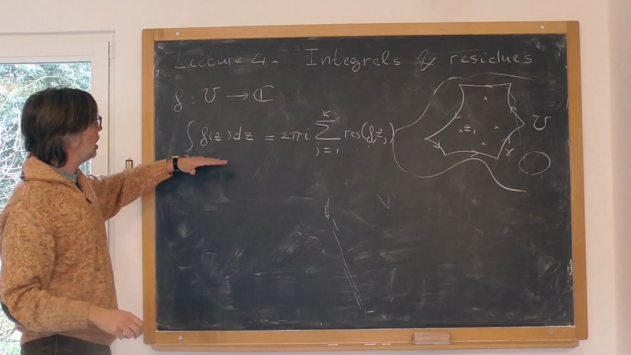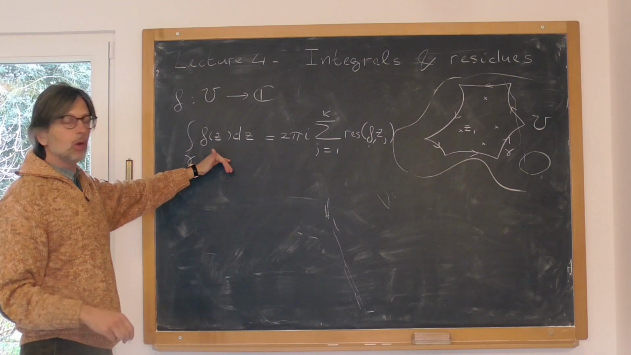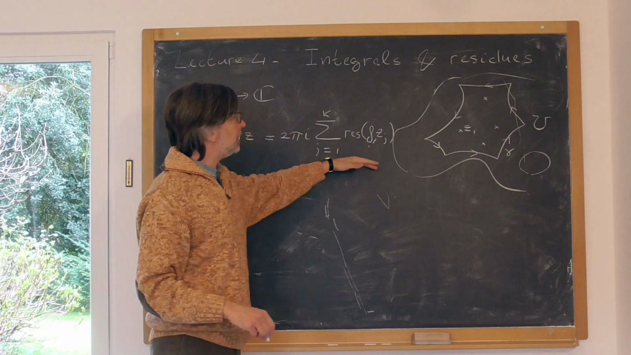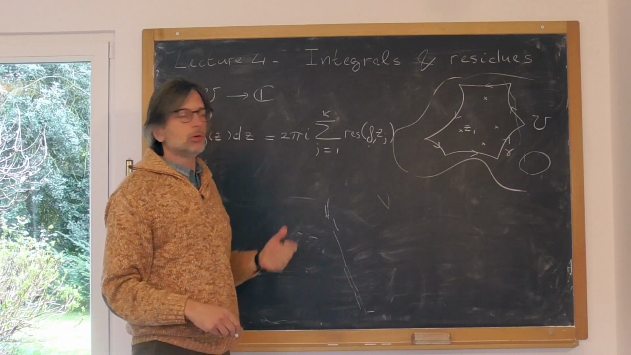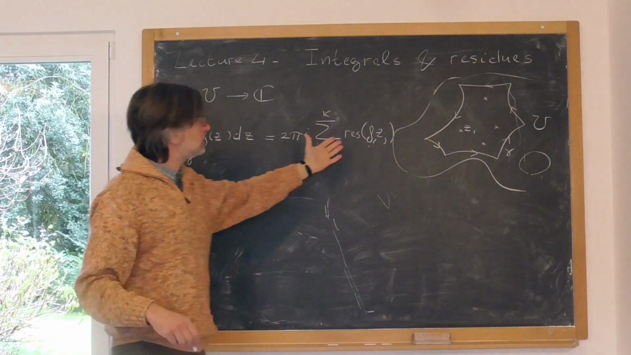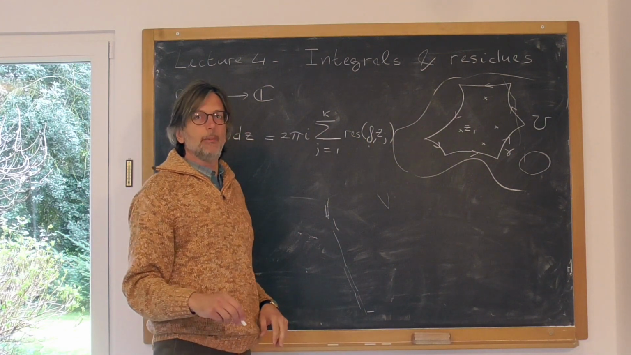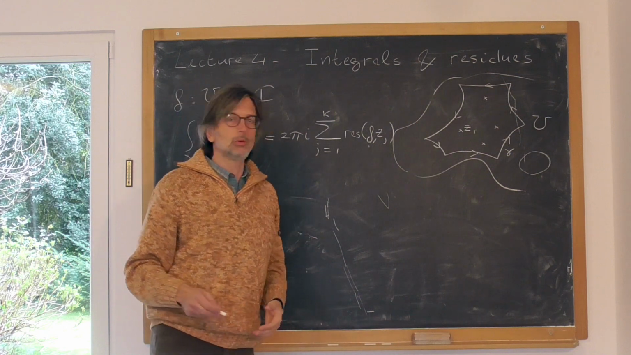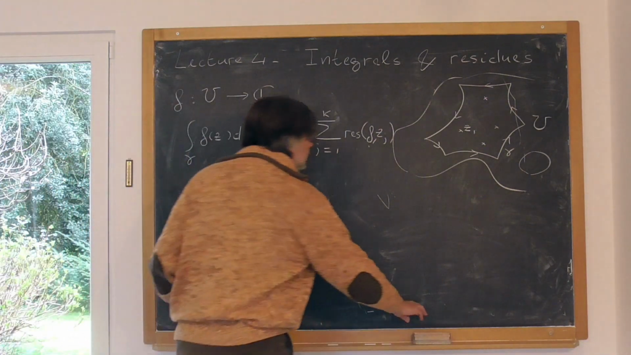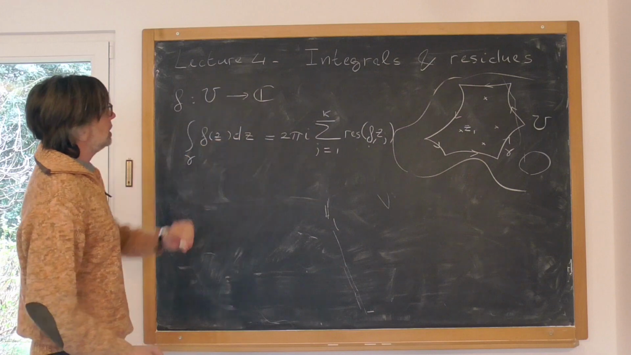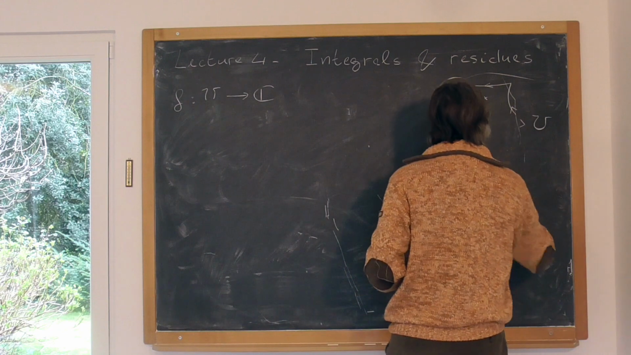Okay, so we have a formula which allows us to express an integral along a contour in terms of residues. And residues, of course, are easier to compute than integrals. One has just to study locally the function f near the singularity. We have seen a couple of formulas allowing us to compute residues. In order to see how this method works, let's start with an example.